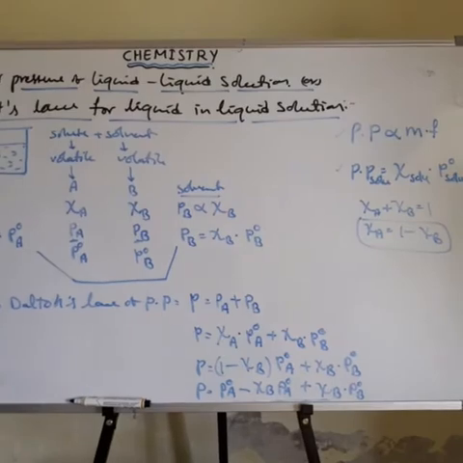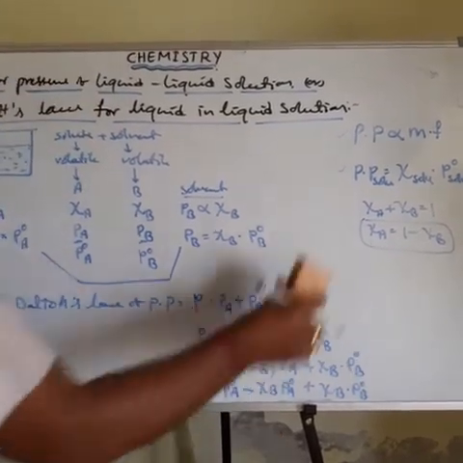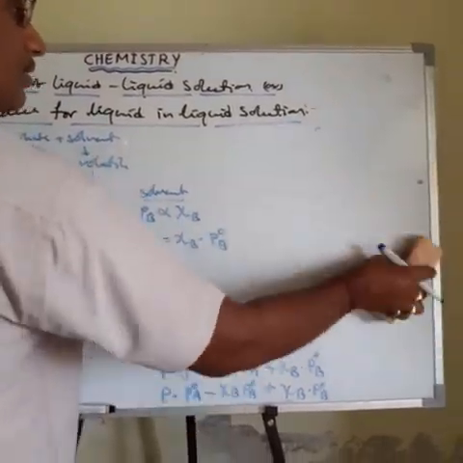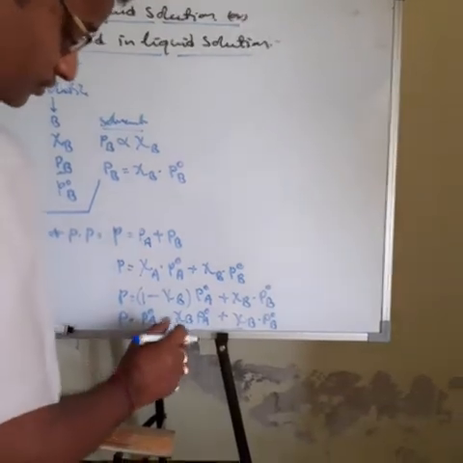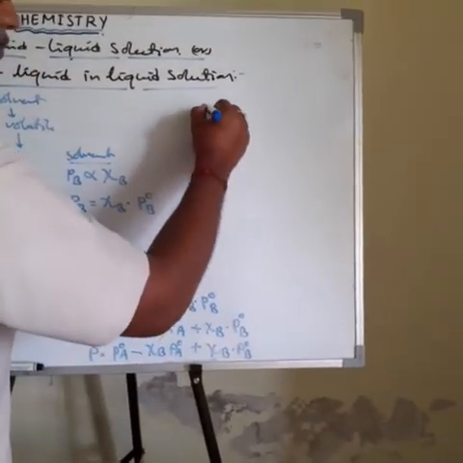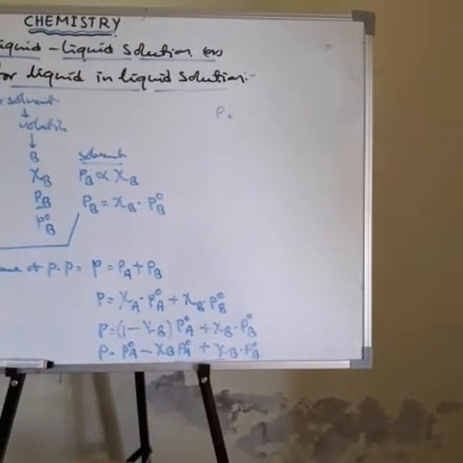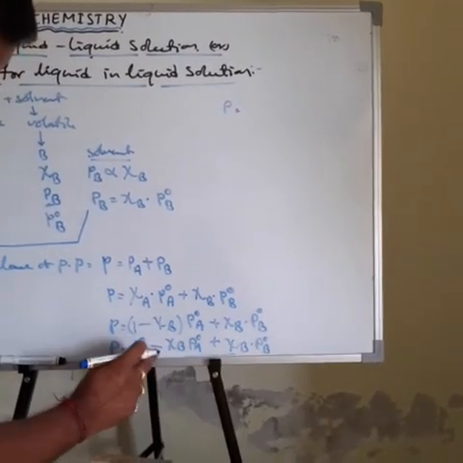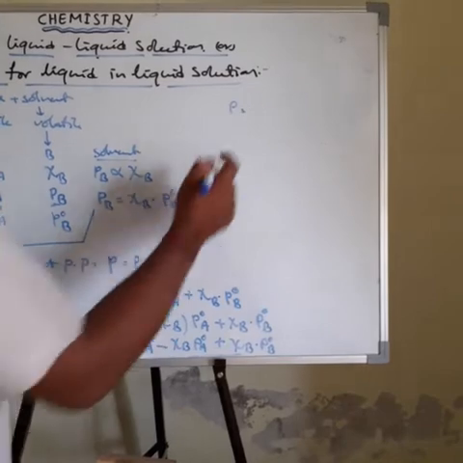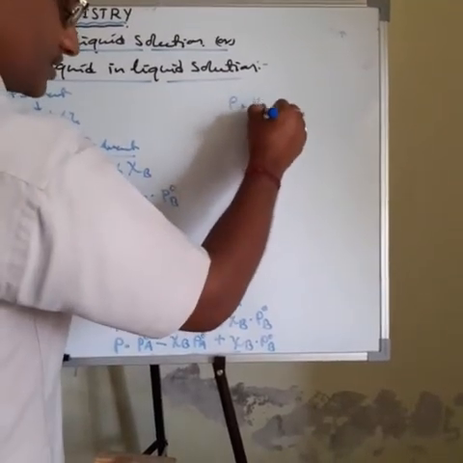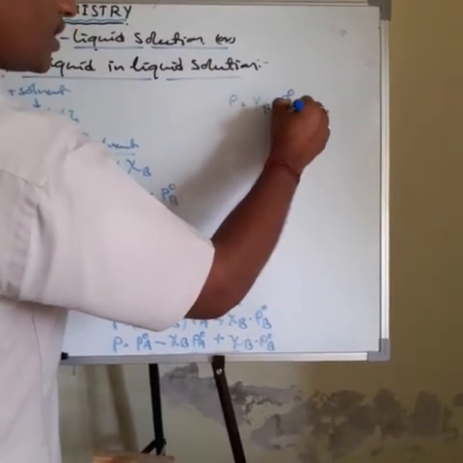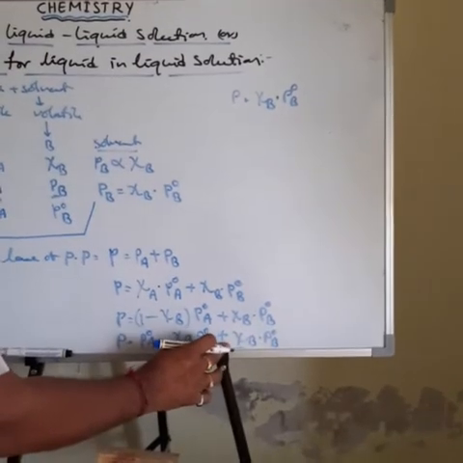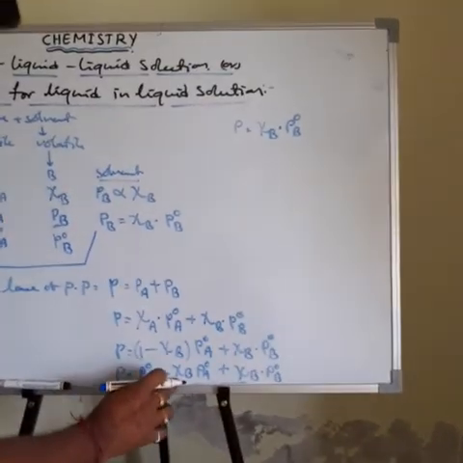Okay, then next, P is equal to P naught A plus Xi B P naught B minus Xi B P naught A. Here Xi B P naught B, this is the first one I write, minus Xi B P naught A.